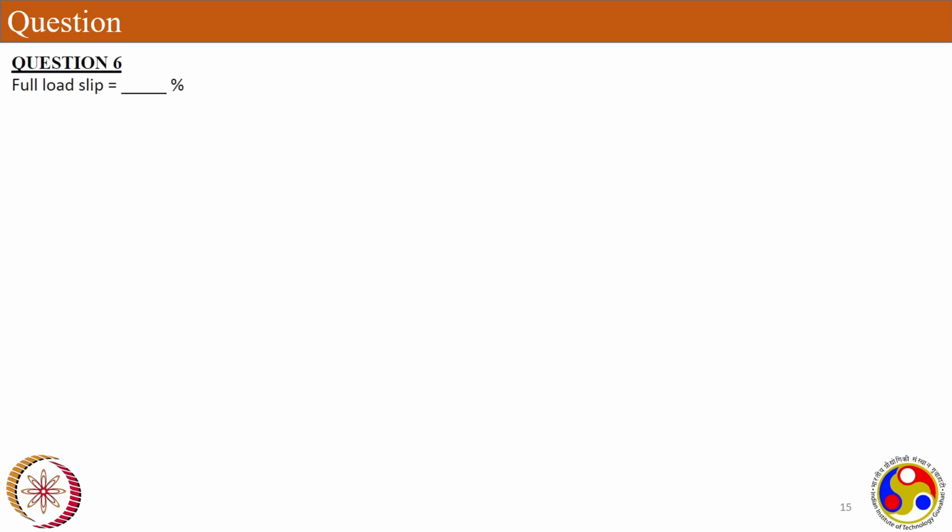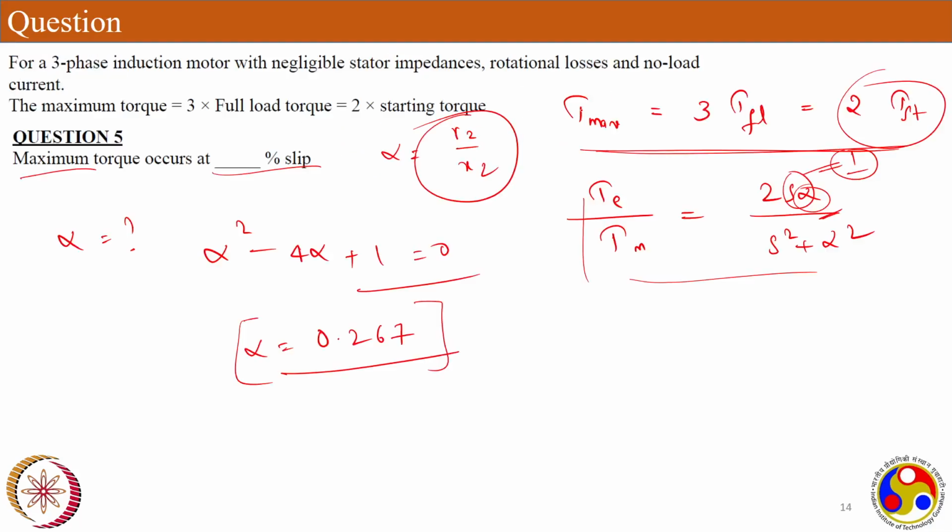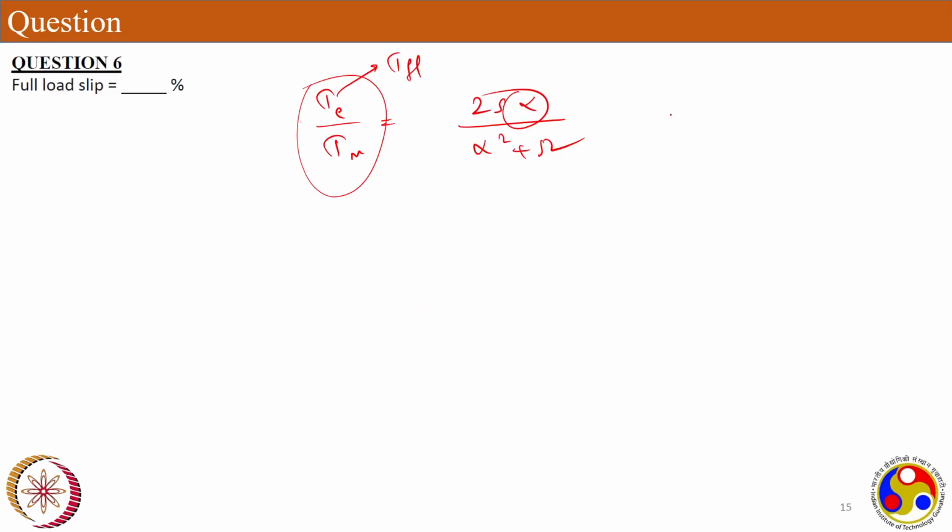Now the full load slip is something we haven't calculated, but you already have the equation. So I will just write the equation here. T/Tmax = 2sα/(α² + s²). You know α now. If you replace this, what is the ratio TFL by TM? It is 1 by 3. So 1/3 = 2·SFL·0.267/(0.267² + SFL²). So now you have a quadratic equation in SFL. You can solve it, right?